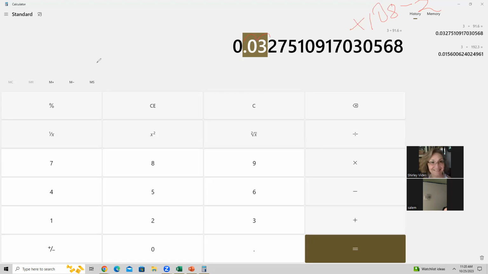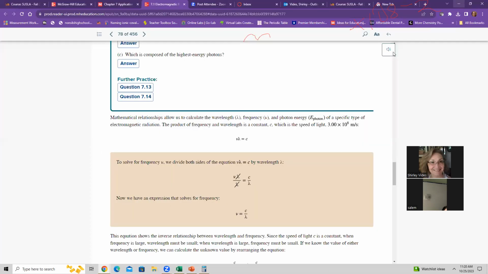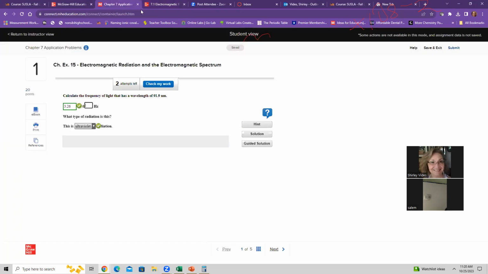Let me clear all this and get my calculator back out. So see, that's all we're doing. We're doing this same thing right here, this exact problem that is in beige here. It's 3.00 times 10 to the 8th divided by whatever the wavelength they gave us. And they gave us a different wavelength each.